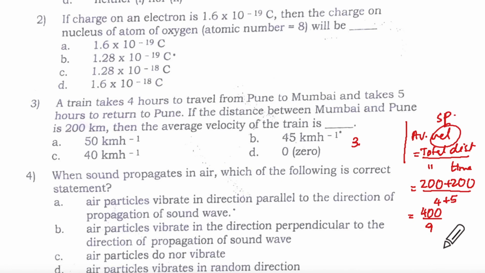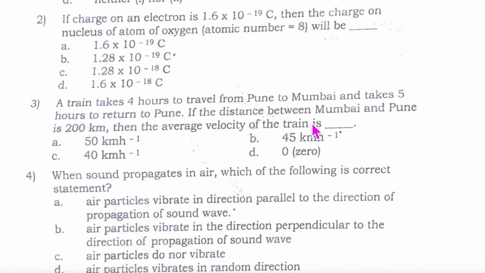Yes, ma'am. Because distance I have taken, which means I have taken speed. For average velocity, the person has gone from Pune to Mumbai and back again to Pune. Correct? Yes, ma'am. So it becomes very easy to get carried away because of this. Be careful.